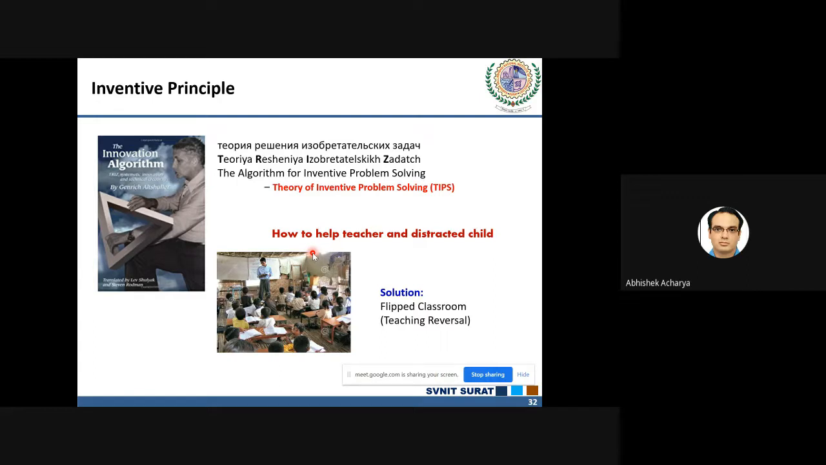So that is where the concept of flipped classroom came into the picture, and outcome based education came into the picture. You have to provide more and more opportunity to the student, so that he will not be distracted, and he will try to remain engaged in your class.